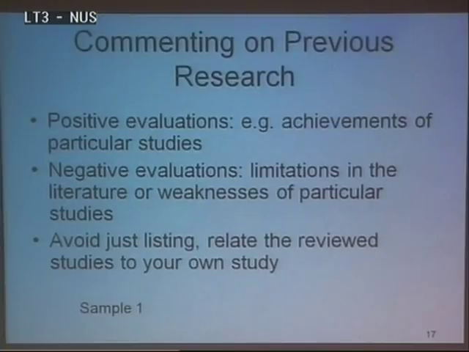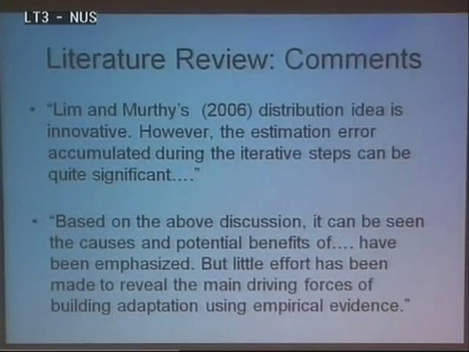That is very important. Sample 1, look at the underlined sections. These are the comments. I've already drawn your attention to it. Let me give you some examples here. Lim and Murthy's distribution idea is innovative. Innovative, very positive. However, immediately you know there is a however, there is something negative coming, right? The estimation error accumulated during the iterative steps can be quite significant. Negative point coming. Based on the above discussion, this is a very good summary statement for literature review, where you review a group of studies and then you summarize and bring in your critical evaluation.